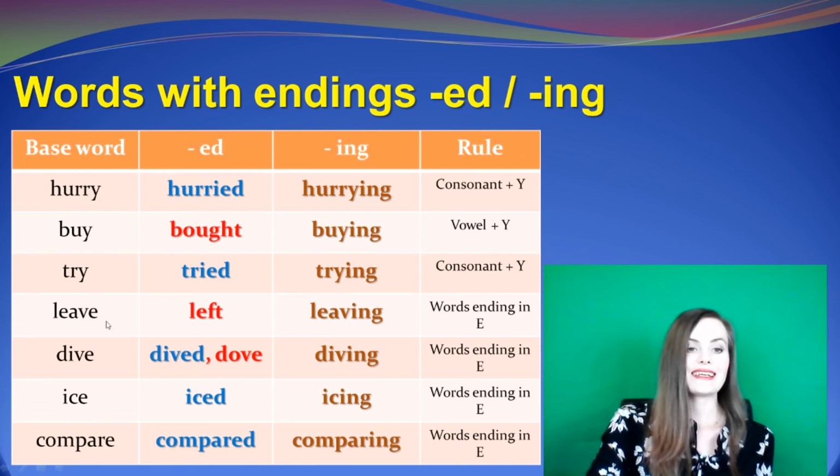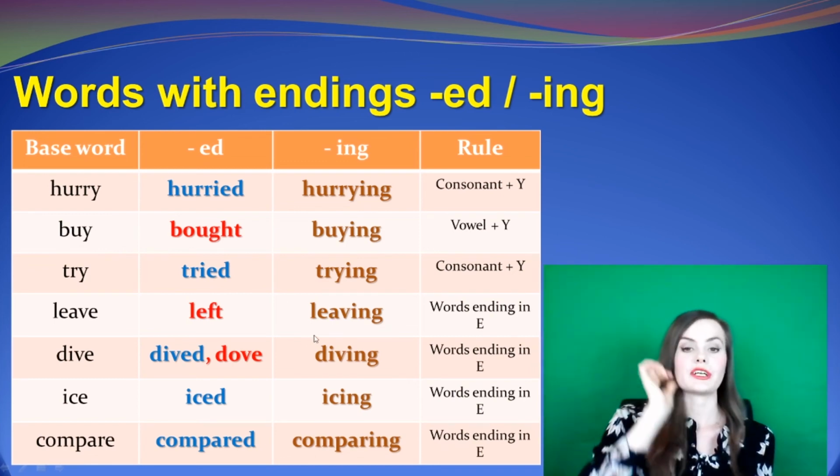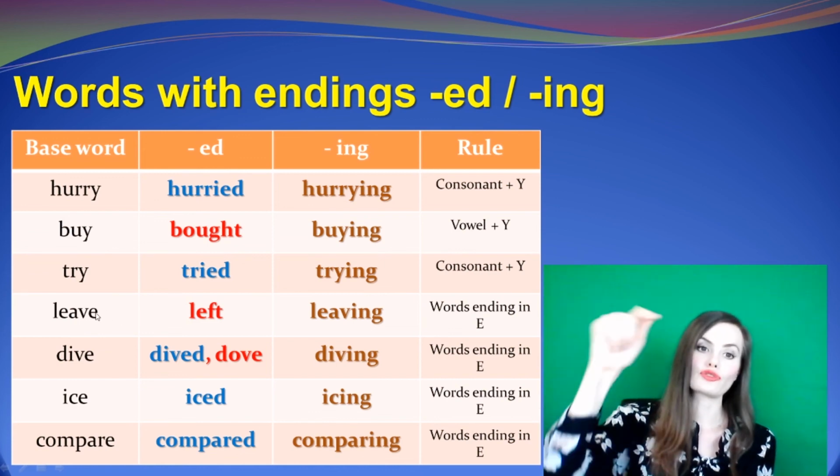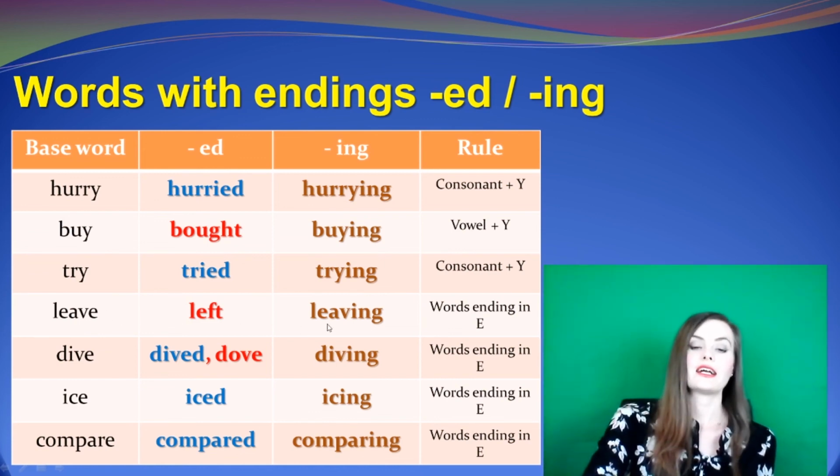Next word is leave, to leave the country, to leave this room. In the past, we will say left. He left the room two hours ago, or he left the office two hours ago. However, we can add ing to this word and we get leaving. So if you compare leave and leaving, what is missing in this word? You are right. We dropped the silent E and we added ing because this word ends in E.